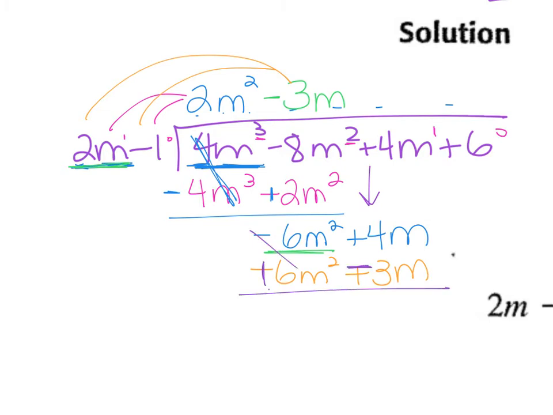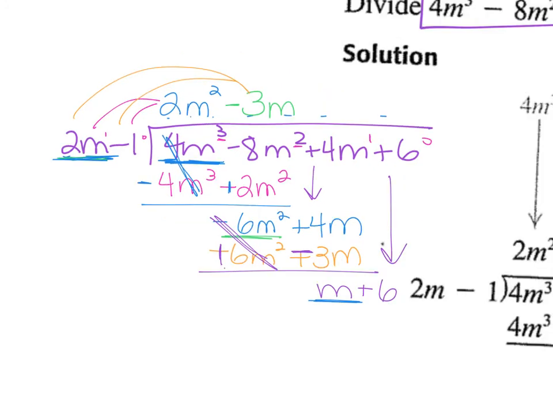And add. So this cancels like we want it to. Positive 4m and a negative 3m is just m. Bring down the next term, which is a positive 6, and repeat the process. So what would I have to multiply this by to get to this, which is a 1/2. So I'm actually saying m divided by 2m, which would be 1/2. And then I put that at the top, positive 1/2.